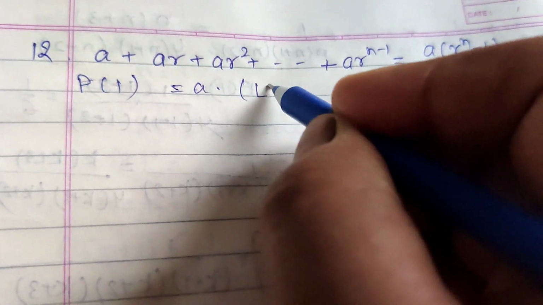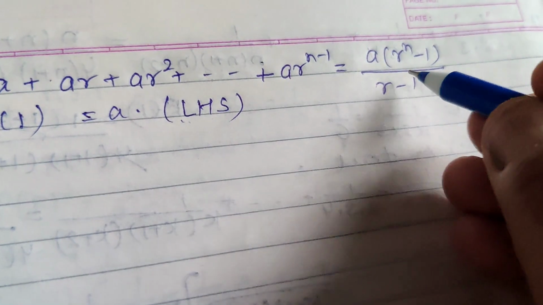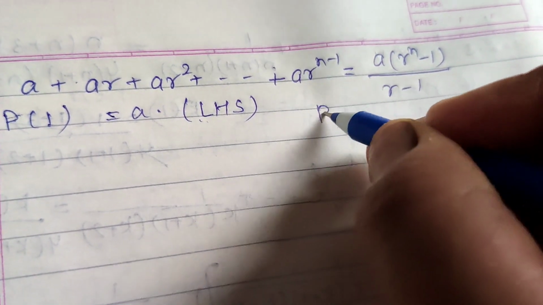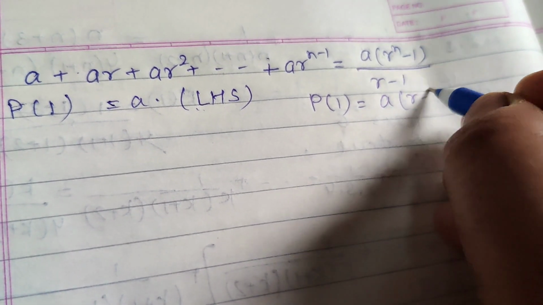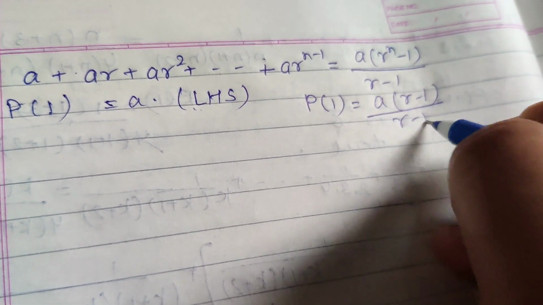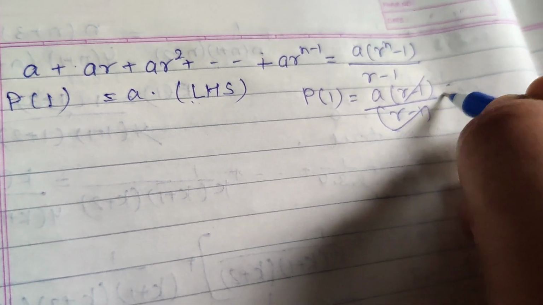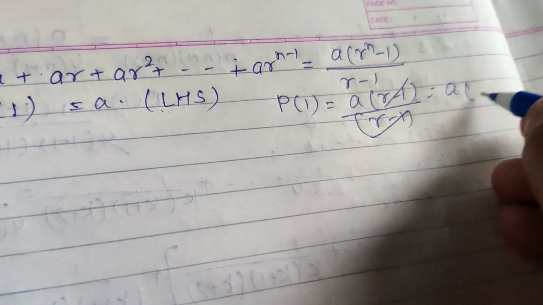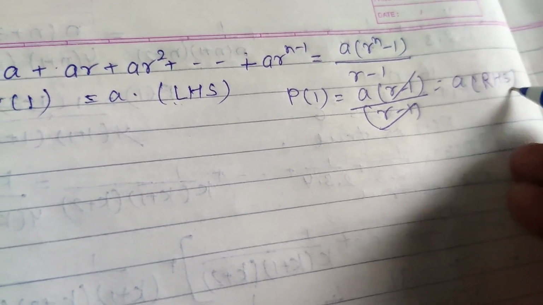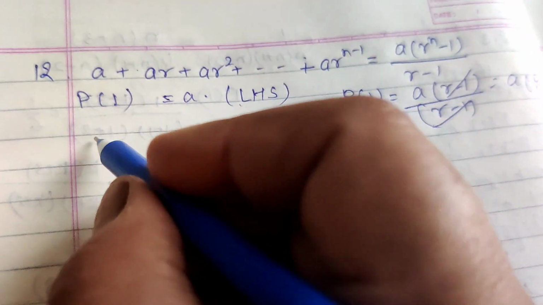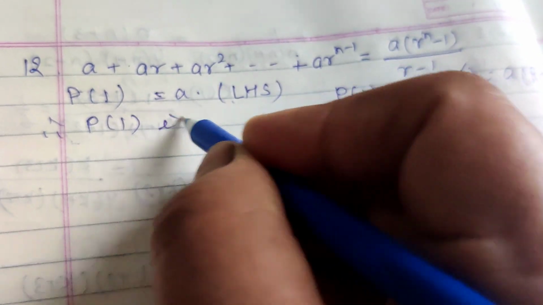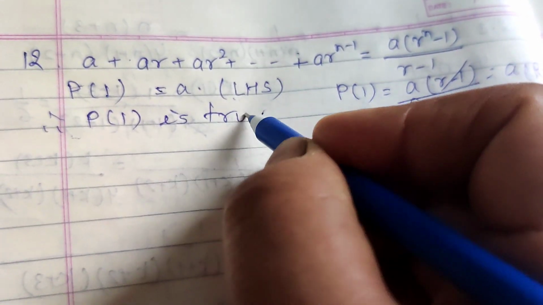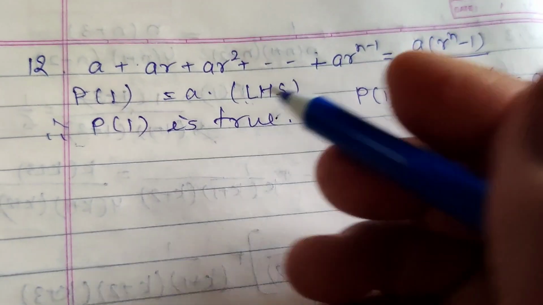You can write the left hand side value of one term is a, and in the right hand side, if we put n equal to 1, (r - 1)/(r - 1), it is also equal to a in the right hand side. The next step, you can write LHS equal to RHS. Therefore, P1 is true. If this series contains only one term, it means it is true.